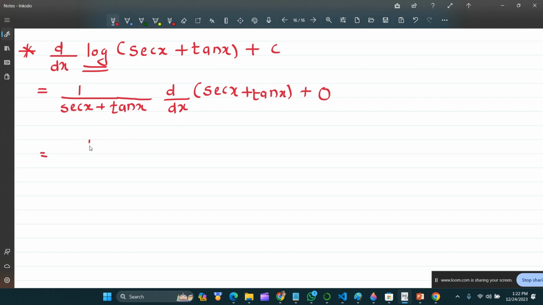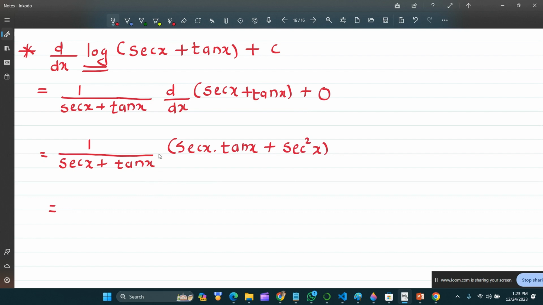Is equal to 1 upon sec x plus tan x into, now we have to write the derivative of sec x, and just we have seen derivative of sec x is sec x into tan x, plus derivative of tan x. Derivative of tan x is sec square x. Okay, sec square x. So now we can see here sec x into tan x plus sec square x.